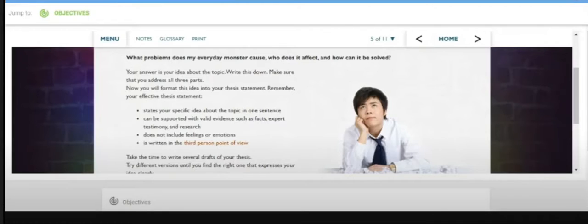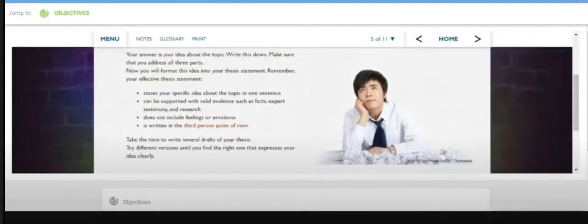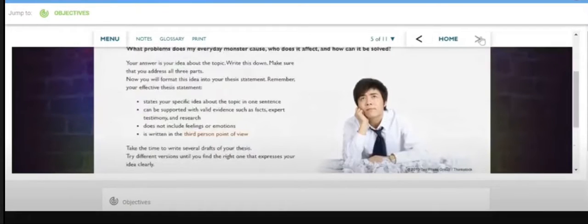Now you will format this idea into your thesis statement. Remember, your effective thesis statement states your specific idea about the topic in one sentence, can be supported with valid evidence such as facts, expert testimony, and research, does not include feelings or emotions, and is written in the third person point of view. Take the time to write several drafts of your thesis. Try different versions until you find the right one that expresses your idea clearly.